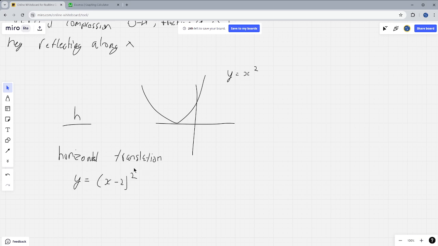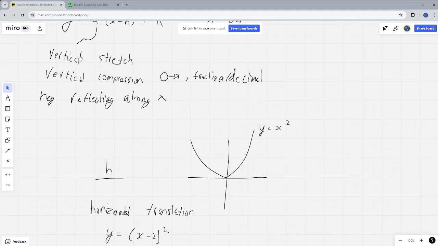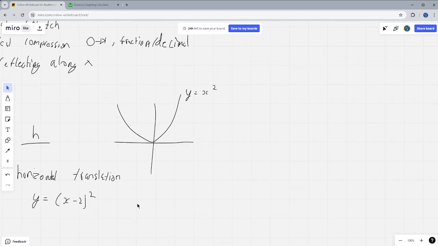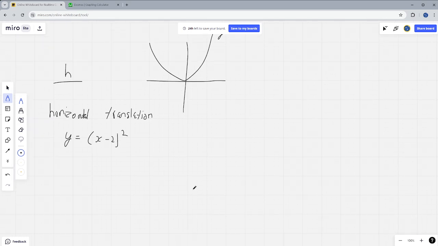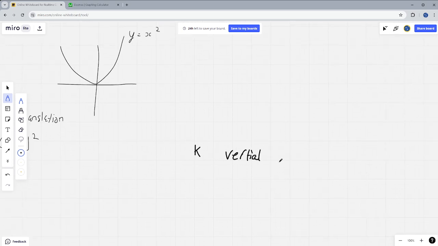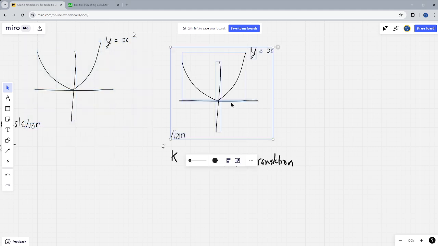So that is just a translation. Translation just means move it. Don't adjust the values of the graph, simply move it. Compression, we're actually stretching out the graph. And then our last value is our k value. Our k value just means vertical translation. And this one works in the traditional way where a positive is going to bring us up and a negative is going to bring us down. So let's look at our y equals x squared graph one more time.